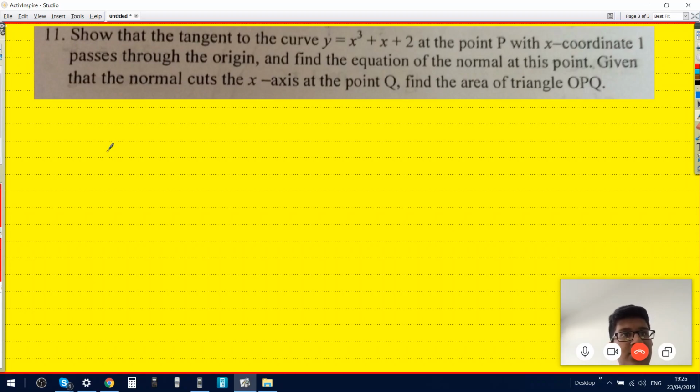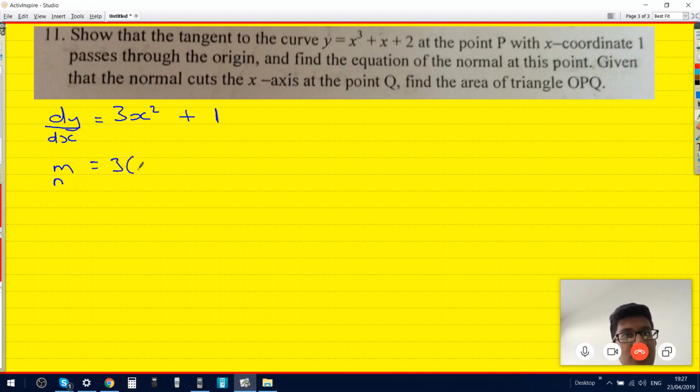Okay, so the tangent to the curve y equals x cubed plus x plus 2 at point P, when x coordinate is 1, passes through the origin. Find the equation of the normal at this point. So for the tangent, we have to find dy by dx. That equals 3x squared plus 1. We've got x equals 1 at this point, and we need to find the m, so that's just 3 times 1 squared plus 1, which gives us 4.